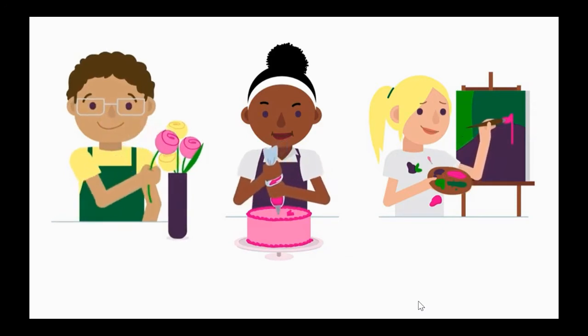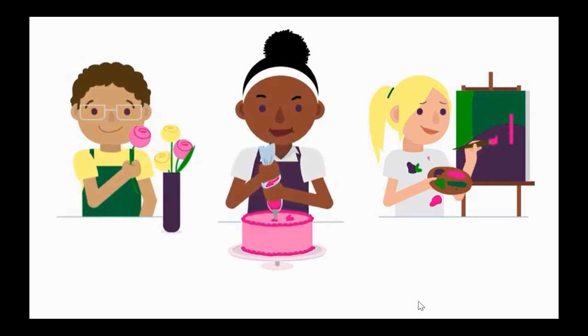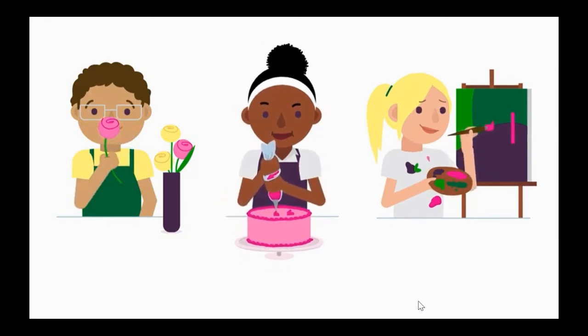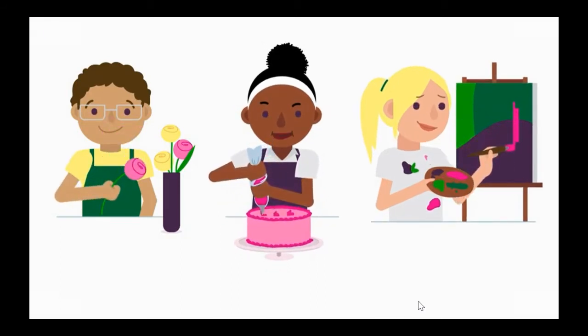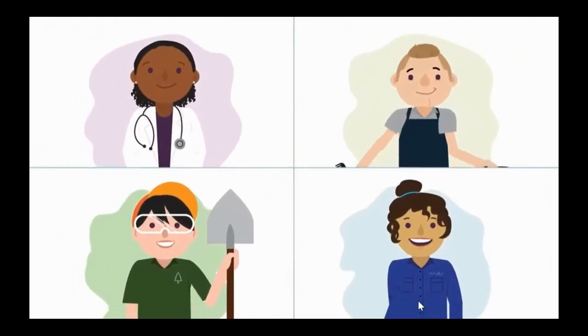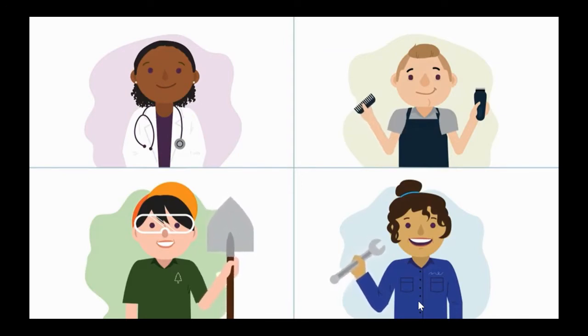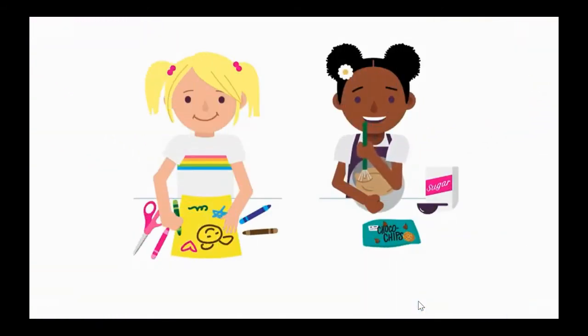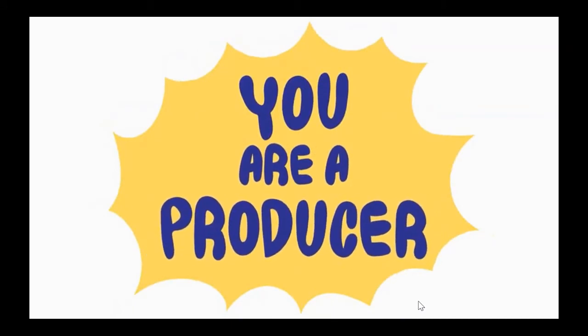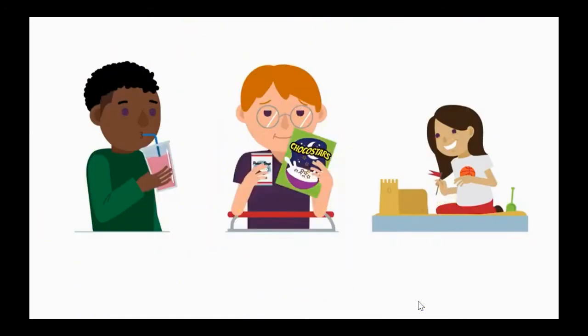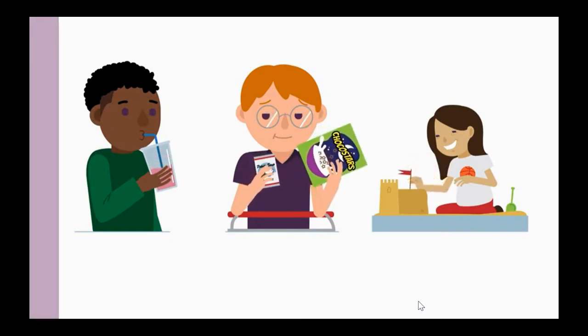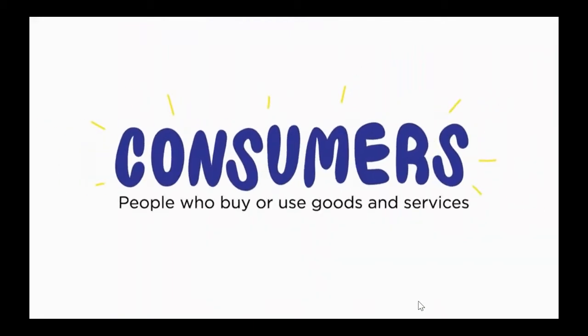For example, a florist is a producer who makes pretty bouquets. A baker is a producer who cooks up yummy cakes, and a painter is a producer who creates artwork for us to admire. Can you name these producers? Doctors, hairstylists, landscapers, and mechanics are producers. When you draw a picture or when you make cookies, you are a producer. People are consumers too. The people you see here are drinking a smoothie, shopping for groceries, and playing in a sandbox. Consumers are people who buy or use goods and services to satisfy their wants.